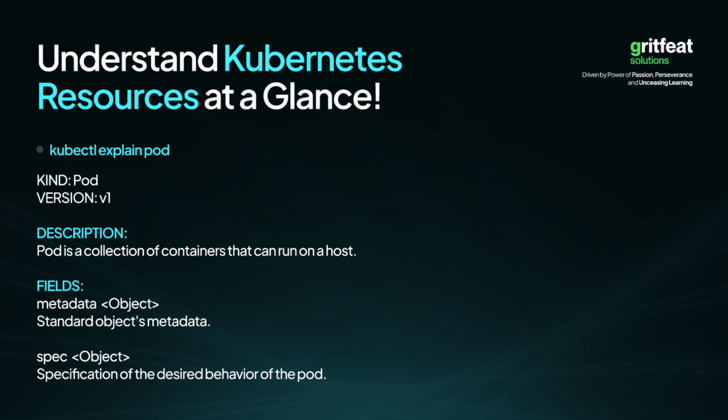You can then drill down into these fields by running kubectl explain pod.metadata or kubectl explain pod.spec to explore these subfields. This command is your go-to reference when you are writing YAML manifests or just trying to understand the capabilities and configuration options of any Kubernetes object. It helps you build correct and effective configurations without constantly referring to external documentation.